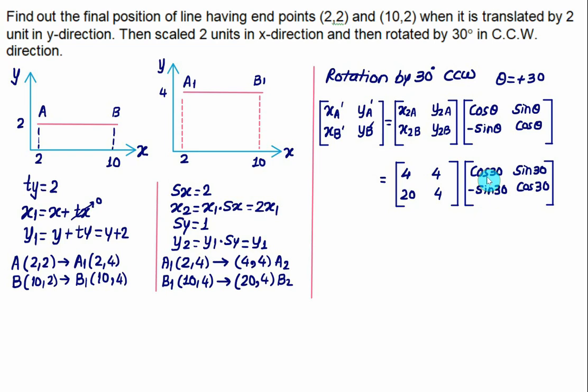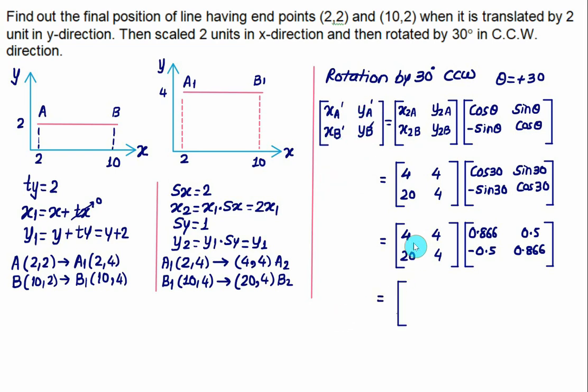Now you have to solve this, but before this we have to find the value of cos 30, which is 0.866, and sin 30 is 0.5. So cos 30 is 0.866, sin 30 is 0.5, minus sin 30 is minus 0.5, and cos 30 is 0.866. Now do the product and find the values of xa prime, ya prime, xb prime, and yb prime. So we have 4 into 0.866, plus 4 into minus 0.5, which equals minus 2.